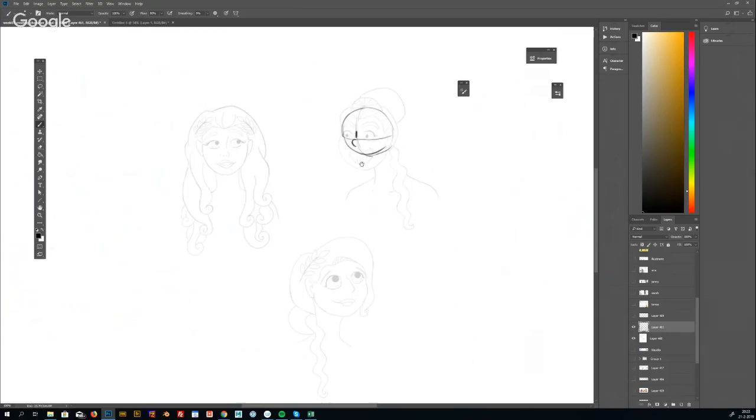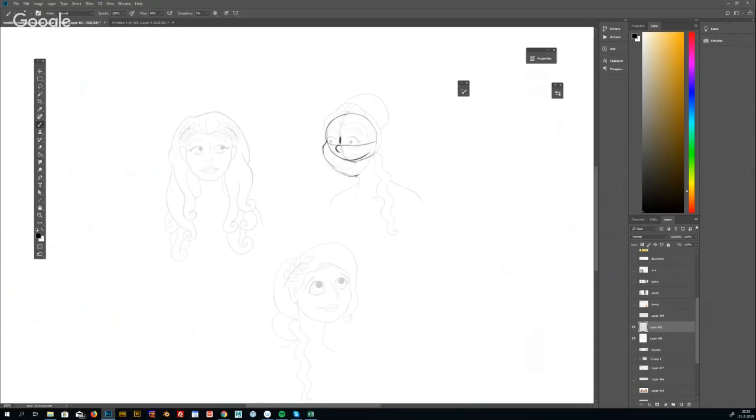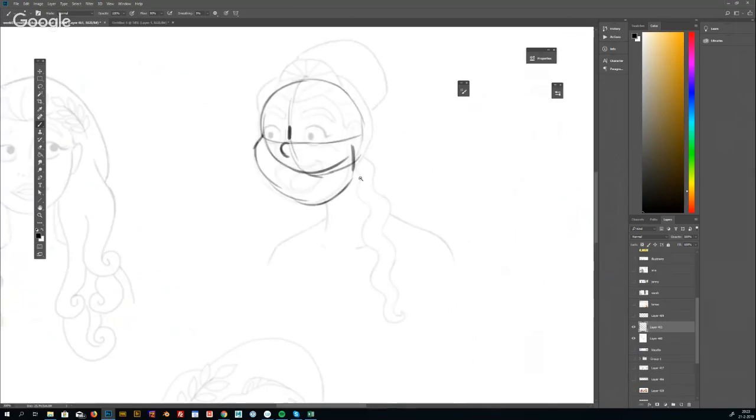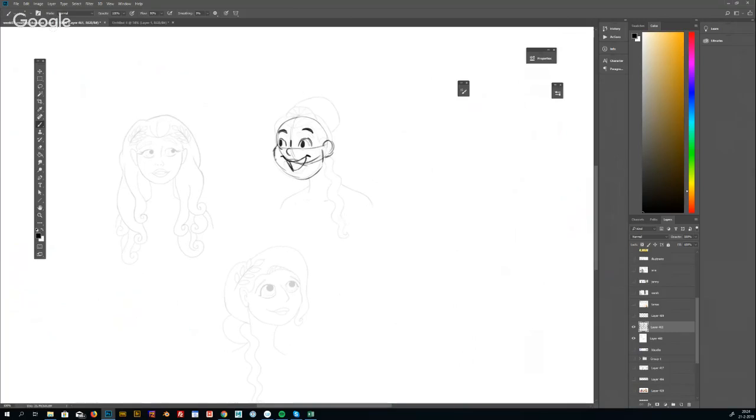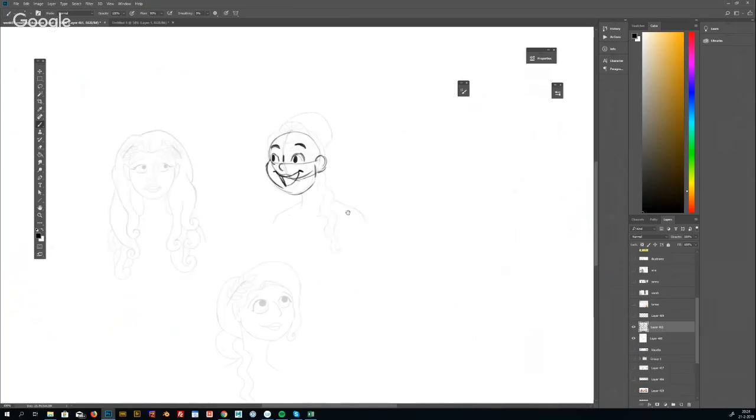So think of the construction also a bit. If you're making an expression like this, you think how this mouth is on this head. So if she's smiling, it should be something like this. And her mouth is that. So think about how that mouth is going around that head.